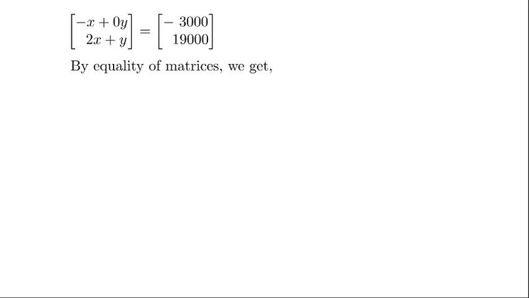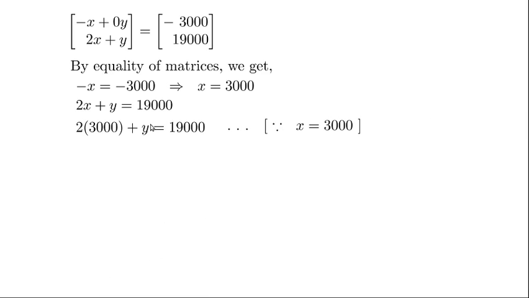So by equality of matrices we get minus x equal to minus 3,000, therefore x becomes 3,000, and 2x plus y equal to 19,000. And here in place of x, let us substitute the value of x. So it becomes 2 into 3,000 plus y equal to 19,000. Therefore y will be equal to 19,000 minus 6,000 equal to 13,000.